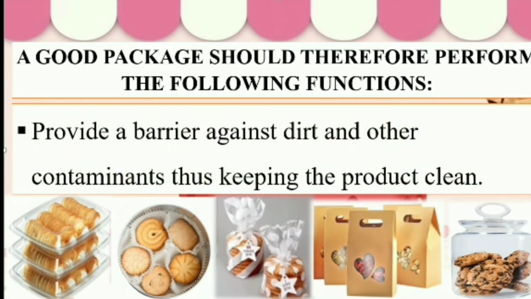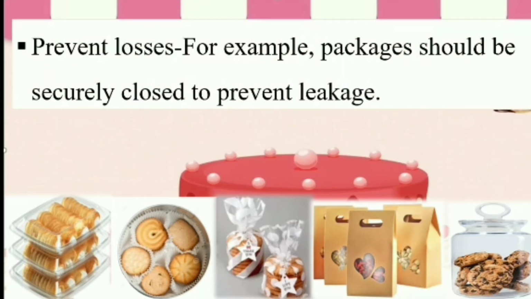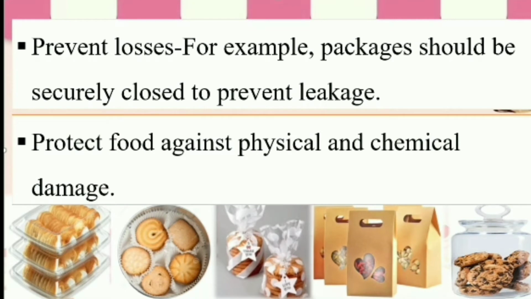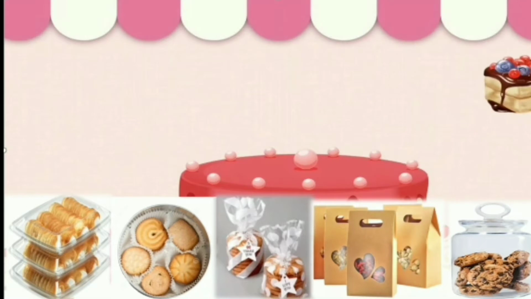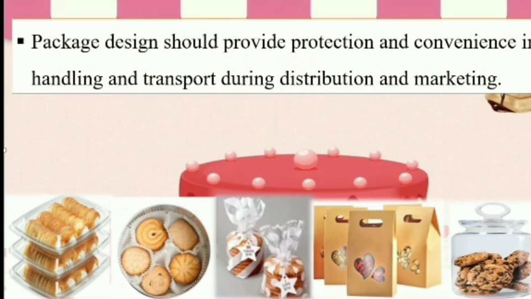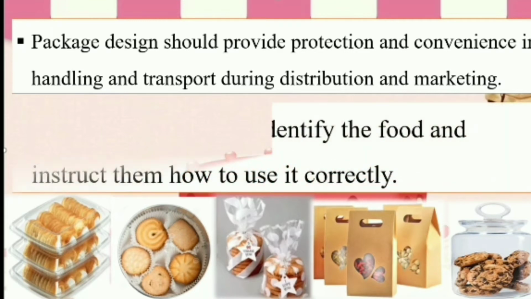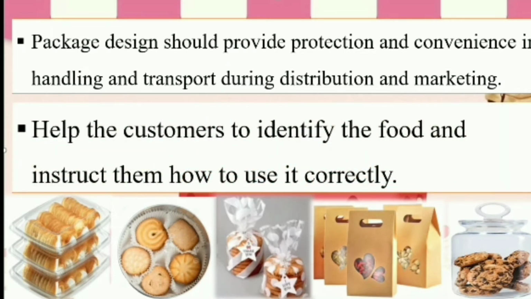Number 1, provide a barrier against dirt and other contaminants, thus keeping the product clean. Second, prevent losses. For example, packages should be securely closed to prevent leakage. Number 3, protect food against physical and chemical damage. Package design should provide protection and convenience in handling and transport during distribution and marketing. Help the customers to identify the food and instruct them how to use it correctly.